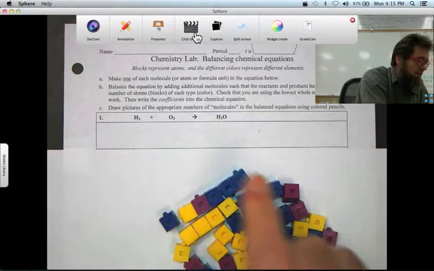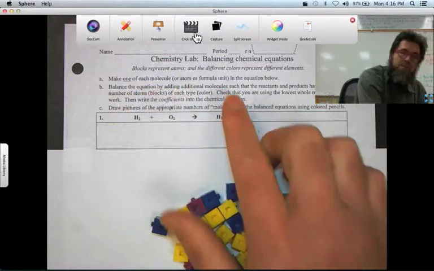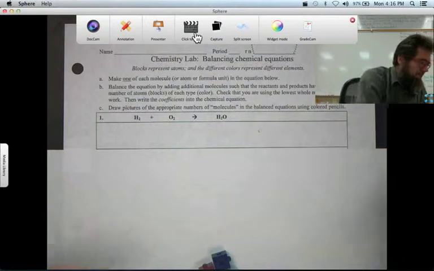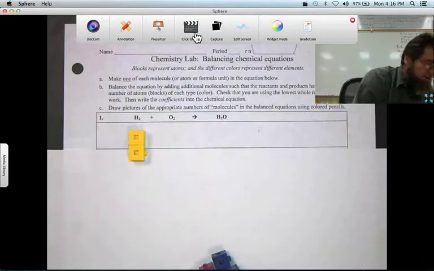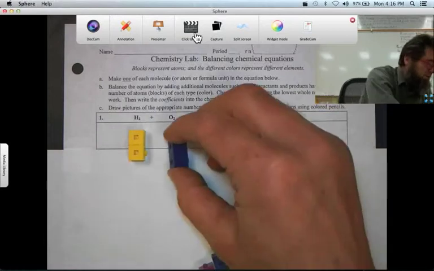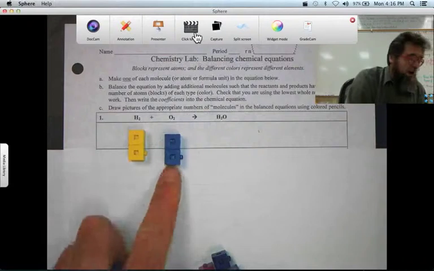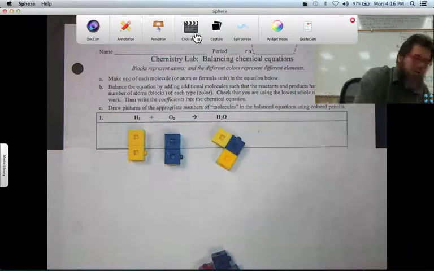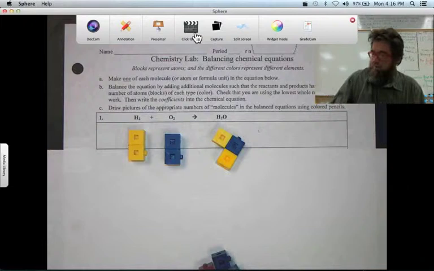As the instructions say, first we make one of each molecule, or atom or formula unit. Well, these are molecules. Let's use yellow for hydrogen. So H2 looks like that. And we'll use blue blocks to represent oxygen atoms. So there's an oxygen molecule. And so let's see, H2O. Yellow is hydrogen and blue is oxygen. So there's an H2O.